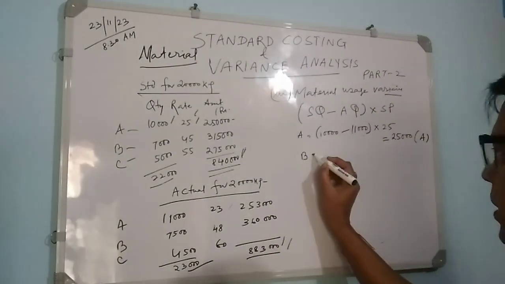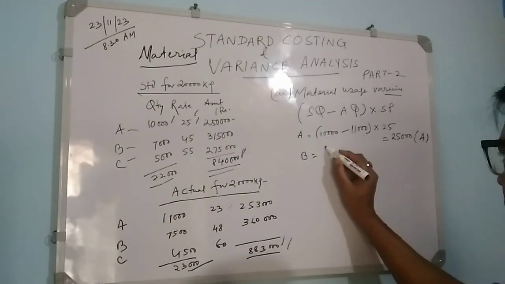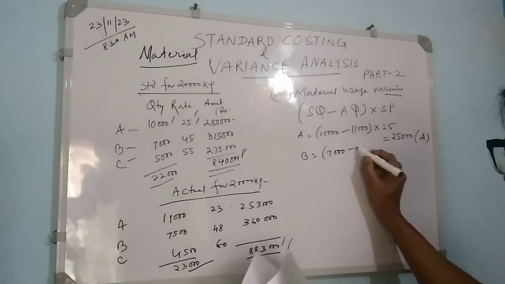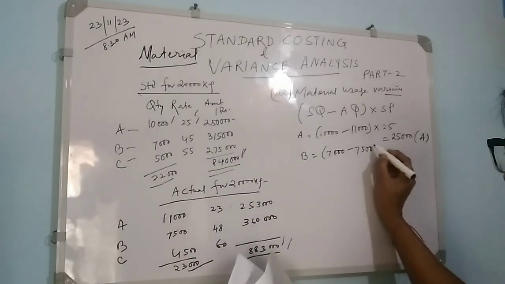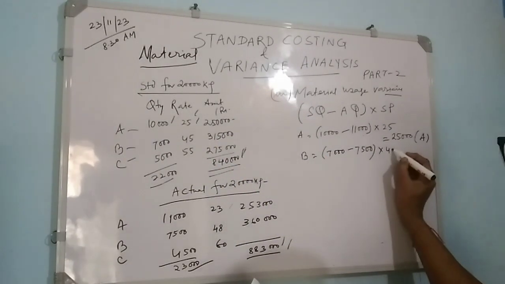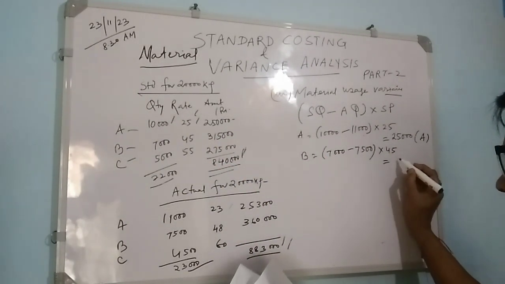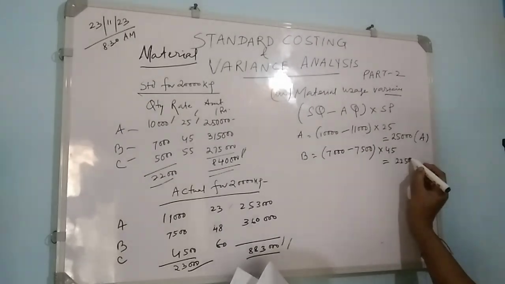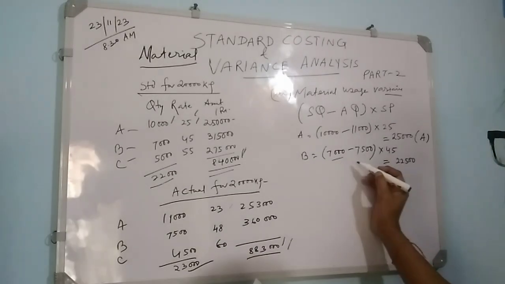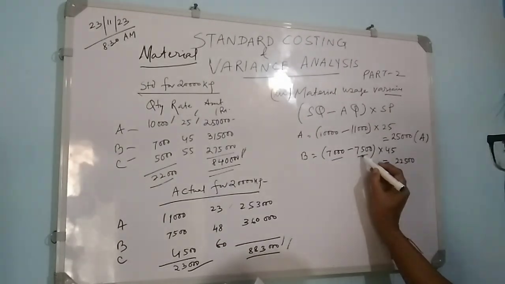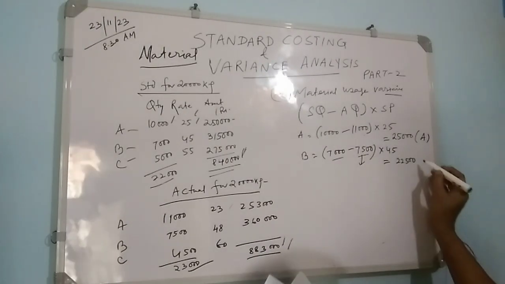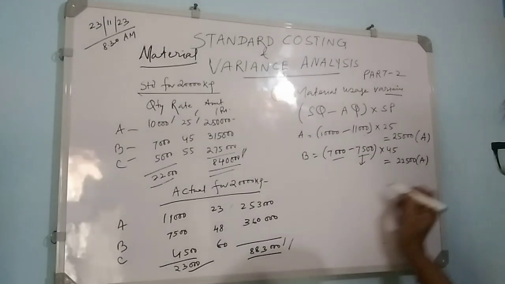Then the B component, you see that your 7,000 will be your standard quantity and actual quantity will be 7,500 into your standard rate, equal to 45. Here also this figure is coming 22,500. Here also, similarly, your standard quantity is less than actual quantity. So whenever the actual quantity is more for production purposes, then definitely this is also adverse.